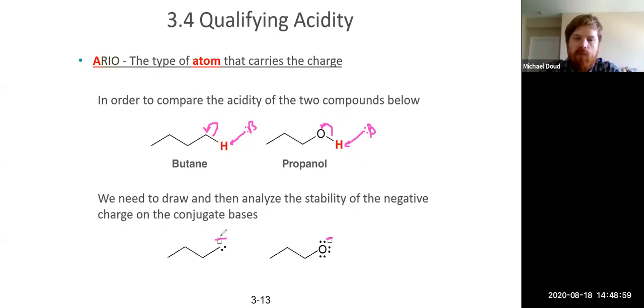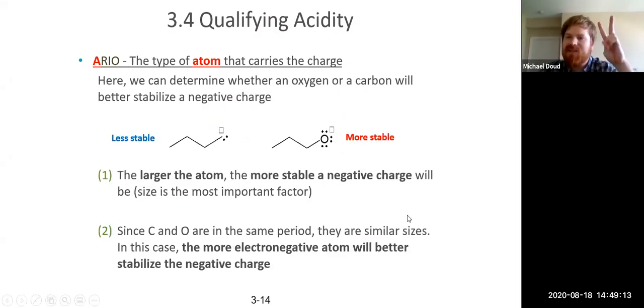So here we have a lone pair on carbon. Here we have a lone pair on oxygen. So these are the two differences. Now we notice right away, oh, they're on different types of atoms. So we're going to use the atom to figure out which one it's going to be. Now there are two separate sub-rules for this. Sorry, I know this is a lot of rules, but it's going to make sense in a minute.